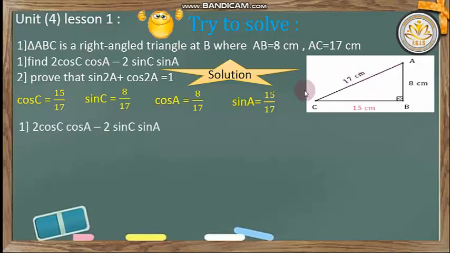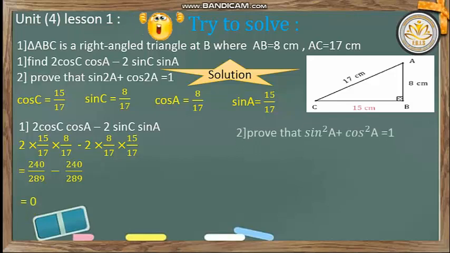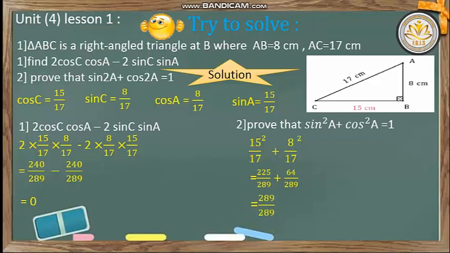So, number 1. 2 cosine C cosine A minus 2 sine C sine A equals 2 times 15 over 17 times 8 over 17 minus 2 times 8 over 17 times 15 over 17, equals 240 over 289 minus 240 over 289. That equals 0. Number 2. Prove that sine power 2 A plus cosine power 2 A equals 1. That equals 15 over 17 power 2 plus 8 over 17 power 2, equals 225 over 289 plus 64 over 289. That equals 289 over 289, and in its simplest form equals 1.